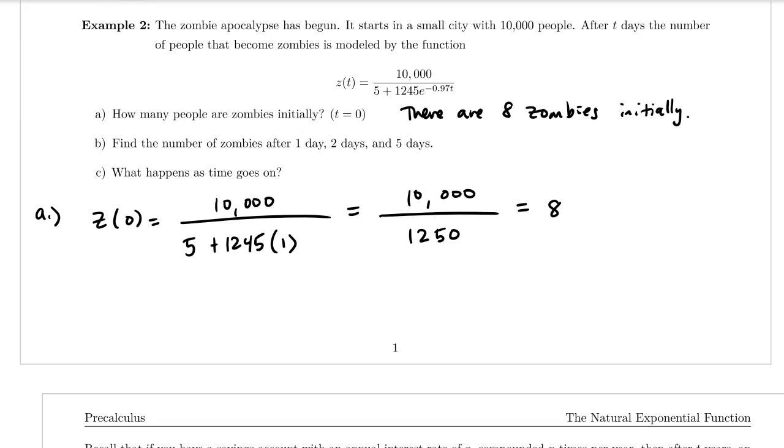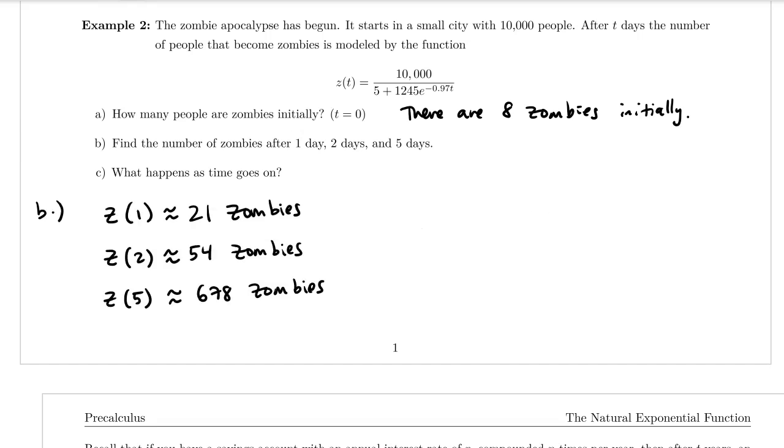All right, part B says, find the number of zombies after 1 day, 2 days, and 5 days. Part B is just a way for us to get more practice plugging the natural exponential function into our calculator. Rounding to the nearest whole number, after 1 day there will be 21 zombies, after 2 days there will be 54 zombies, and after 5 days there will be 678 zombies. Make sure you're able to plug these into your calculator and get the same numbers that I am on the screen.